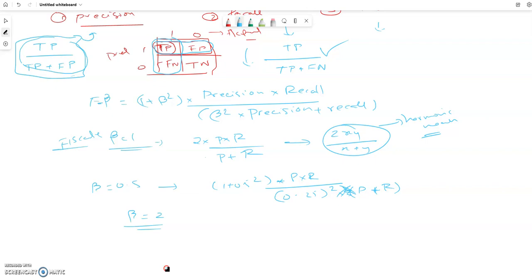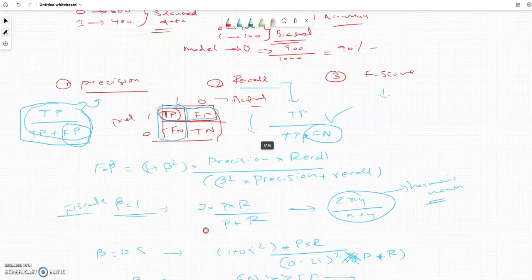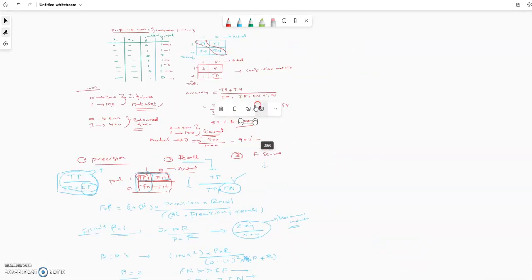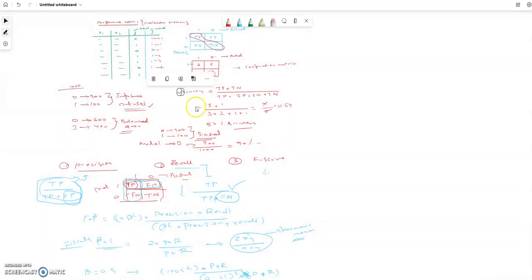It all depends on what is important for us. In different cases we are going to have false positives and false negatives, and in some cases false negative is far greater than false positive, or false positive is far greater than false negative. Based on this you will decide which will be better. So this is about performance metrics for a classification problem.